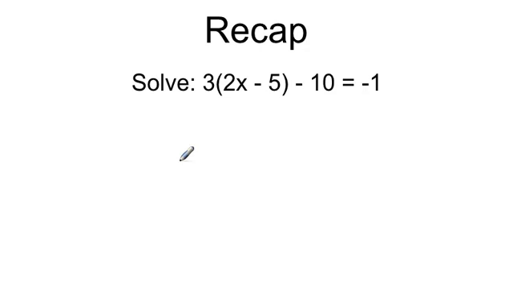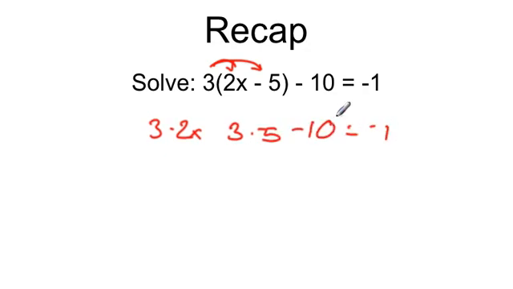So to recap all of this, one of the things we want to look at is simplifying both sides of the expression before we do anything else. Simplifying, of course, means distributive property and combining like terms. So for this particular problem, the first thing I want to do is the distributive property. Always start with that. So I would get 3 times 2x. I would get 3 times negative 5 minus 10 equals negative 1. Just comes along for the ride.